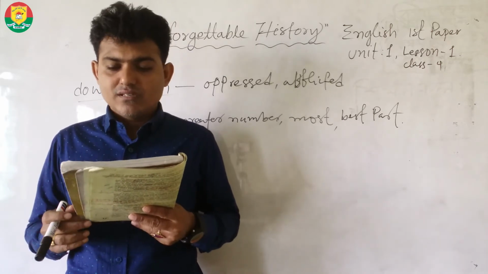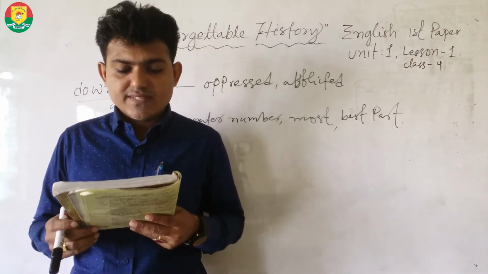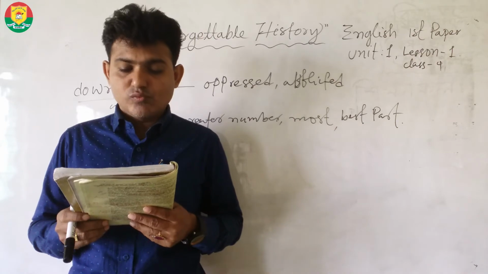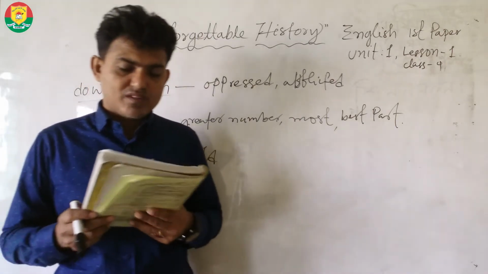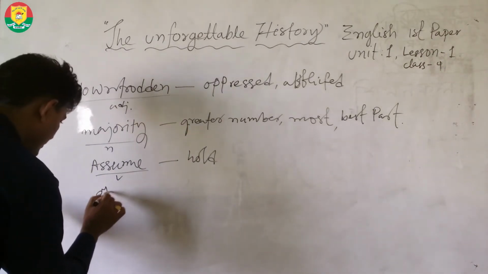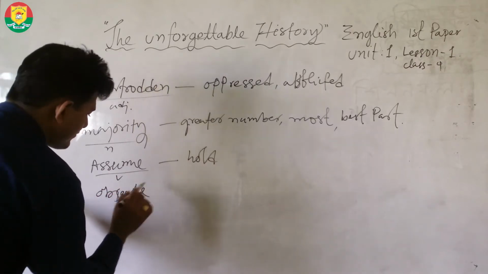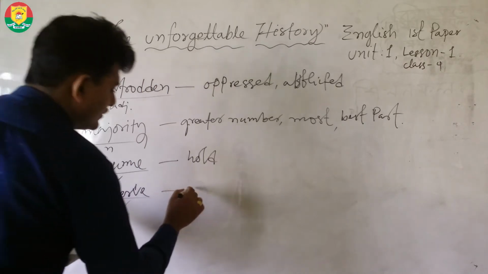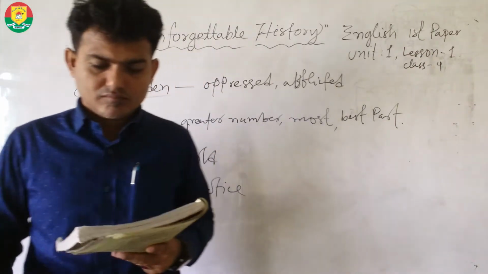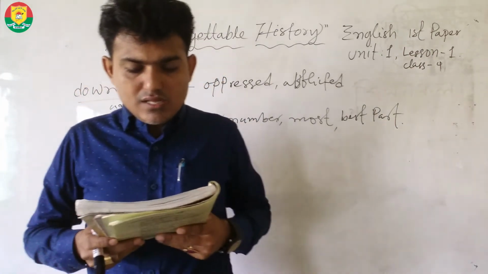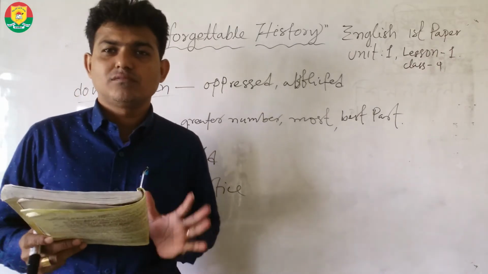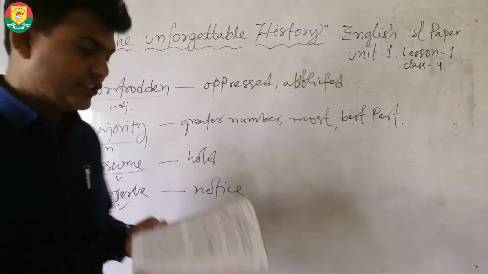Here, in this sentence, we find another important word, observe. Come and observe. O-B-S-E-R-V-E, observe, is a verb. Observe means notice, I mean see what is happening. Observe how the people of my country are being mowed down, I mean cut down, I mean killed.